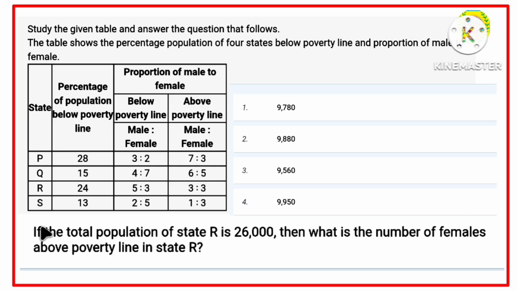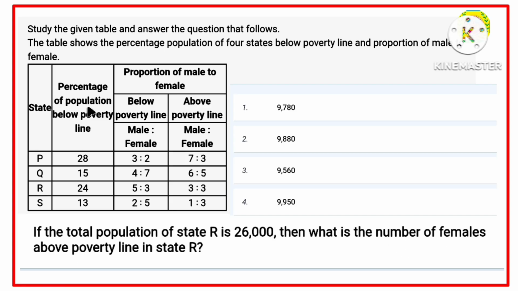is given and based on that table a question is asked. So let us go through the question. Here it is given, if the total population of state R is 26,000, then what is the number of females above poverty line in state R? So here, as you can see, this is state R and the total population of state R is given to be 26,000. And you are asked to find out the number of females above poverty line.